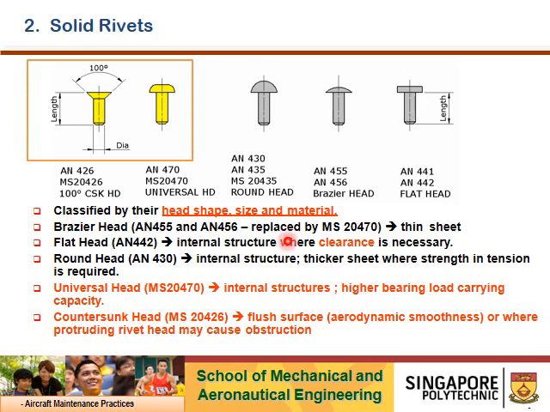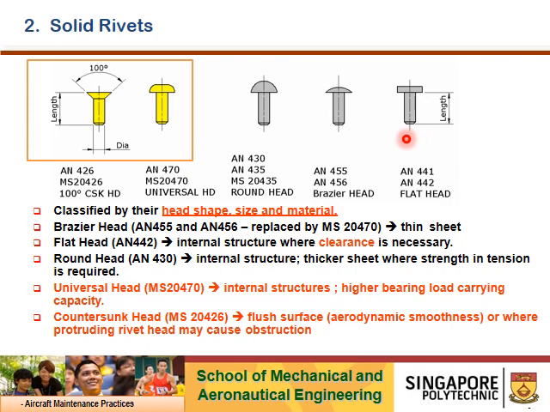Solid rivets. Rivets are classified by their head shape, size and material. As you can see, there are 5 rivets shown here in the slides. The two in yellow are currently used in aircraft manufacturing and repair, while the other 3 are old type rivets which are not readily available or used in the market now. AN455 or AN456 is a brazier head type, being replaced by MS20470 as shown here in yellow. Alright, AN455 and AN456 are the type of reverse brazier head usually used where thin sheets are being joined together.